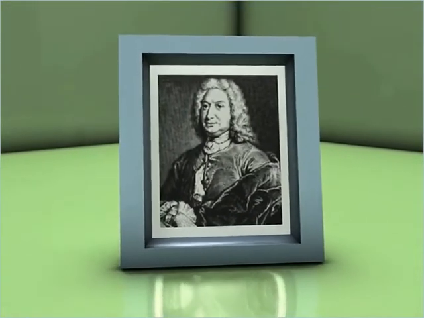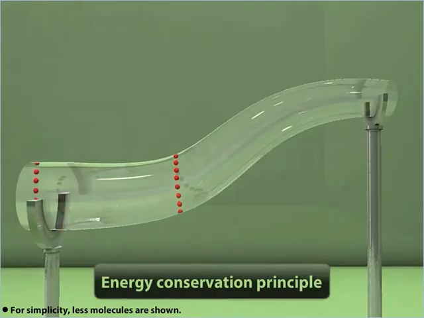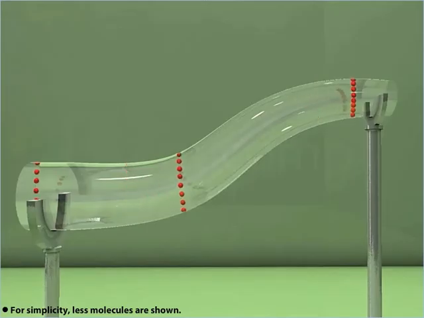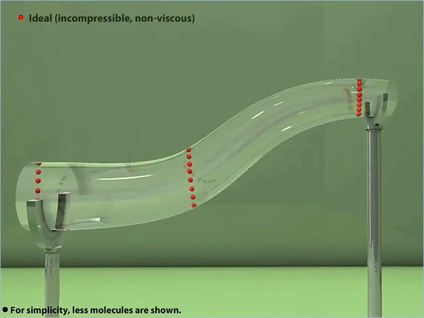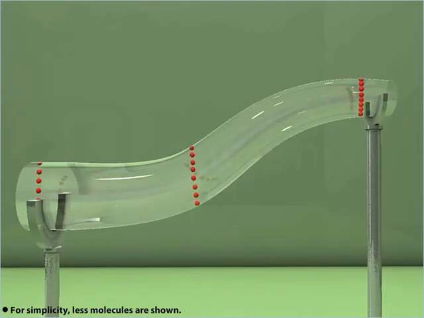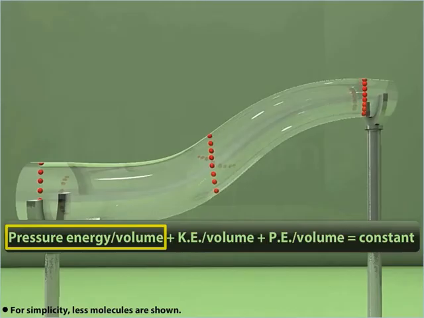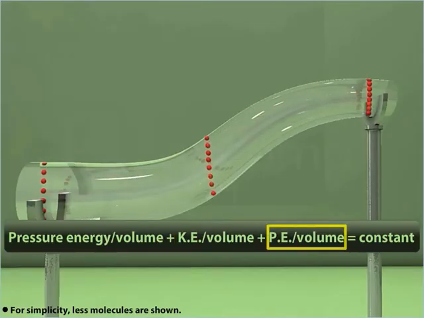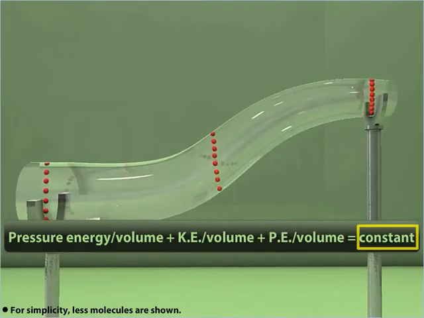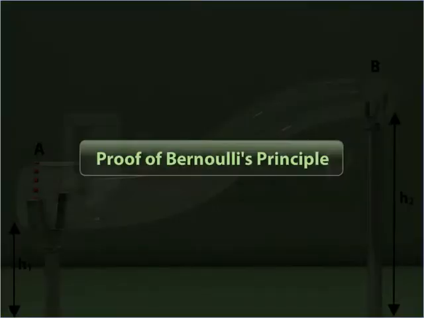Bernoulli's principle, given by Daniel Bernoulli, is an energy conservation principle and states that for the streamlined flow of an ideal fluid, total energy, that is, the sum of pressure energy per unit volume, kinetic energy per unit volume, and the potential energy per unit volume, remains a constant. Let us now prove Bernoulli's principle.